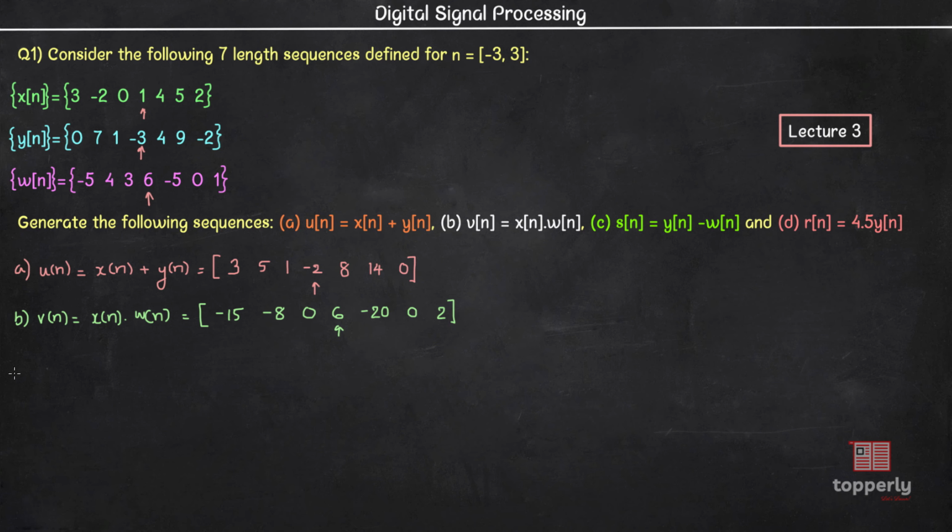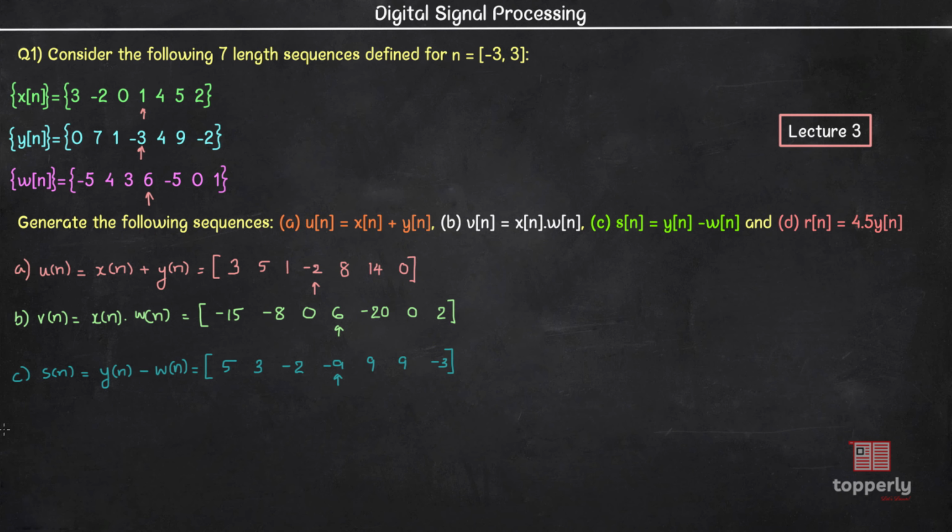Now coming to the next subsection, we have s of n equal to y of n minus w of n, which is equal to 0 minus minus 5, which is plus 5, 7 minus 4, which is 3, 1 minus 3, which is minus 2, minus 3 minus 6, which is minus 9, 4 minus minus 5, which is plus 9, 9 minus 0, which is 9, and finally minus 2 minus 1, which is minus 3. Thus we obtained our sequence s of n.